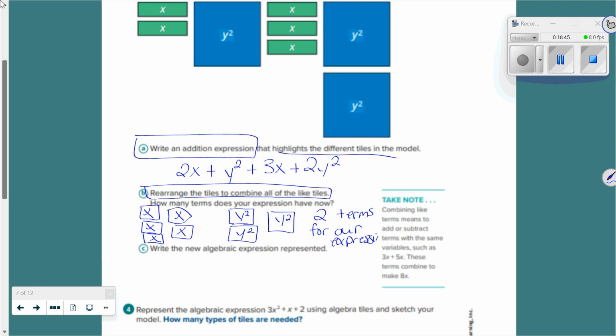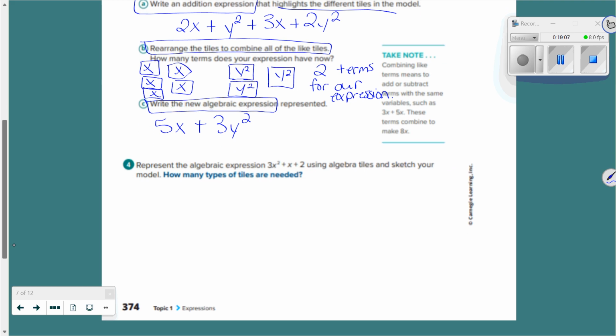What is the first term? 5x. And then 3y squared. Does that make sense? Any questions about how we did that? Okay.